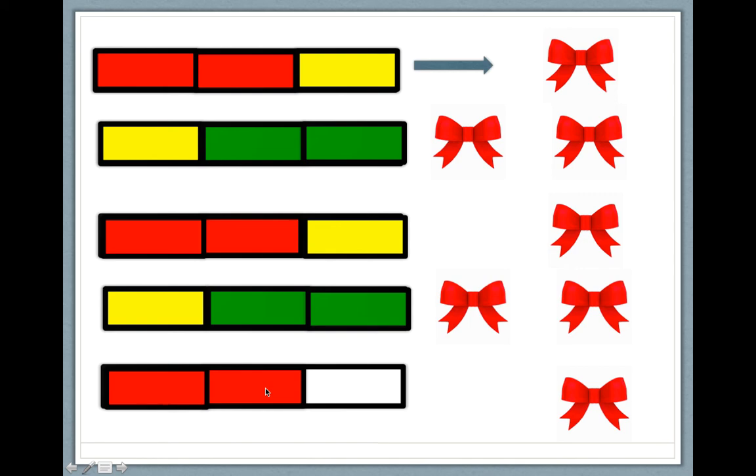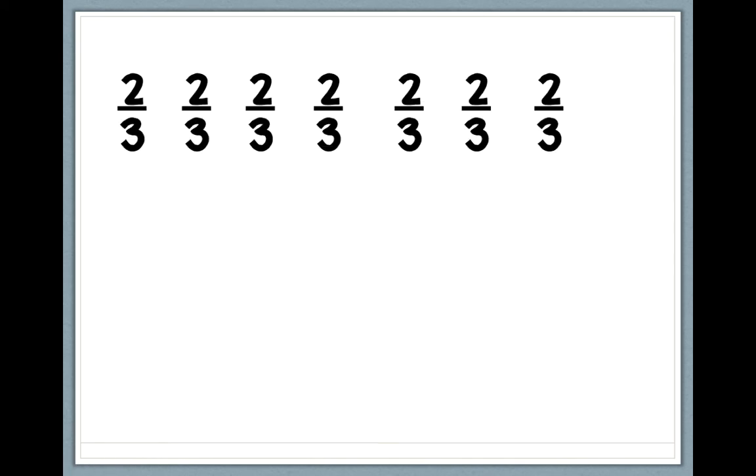All right, so what does that mean mathematically? Well, it means you needed 2/3 for each bow. 2/3, 2/3, 2/3, 2/3, 2/3, 2/3, 2/3, which is the same thing as saying 2/3 7 times, right? 2/3 times 7. Well, that's just basically going 2/3, 4/3, 6/3, 8/3, 10/3, 12/3, 14/3. So 2/3 times 7 is really 14/3.